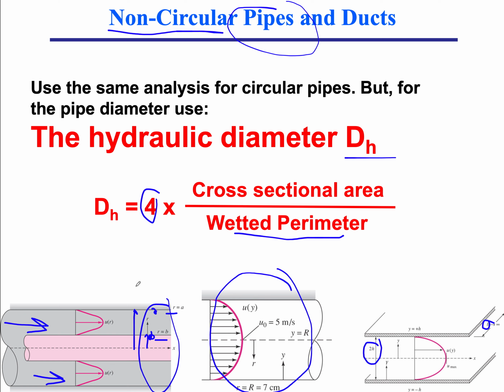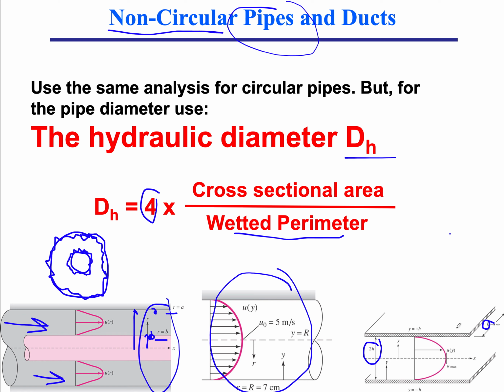So if I take this concentric cylinder, now this is a cross-sectional view or a front view. This is the inner cylinder of radius B. This is the outer cylinder of radius A. And the wetted perimeter is this length, because the fluid is touching this solid surface and this solid surface. So the length of those two, this is the wetted perimeter. It's the pipe surface that is being wetted by the fluid.